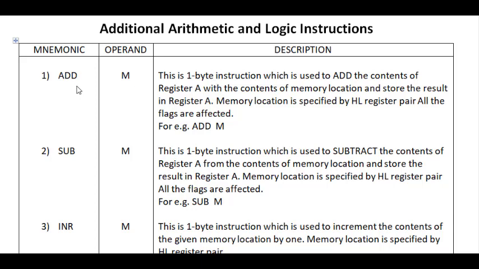Now we'll see some more additional instructions. These are concerned with some arithmetic and logic instructions. The first instruction is ADD M. This is a 1-byte instruction. It adds the contents of register A with the contents of the memory location, and of course the memory location is pointed by the register pair HL.